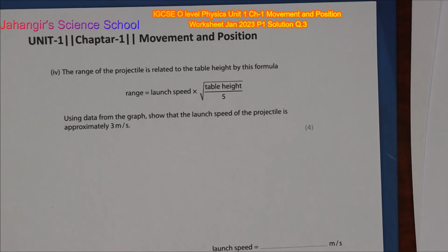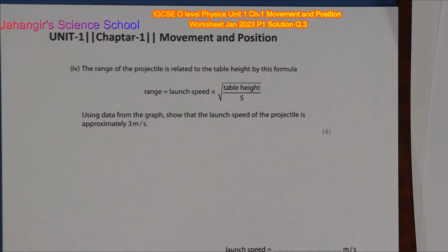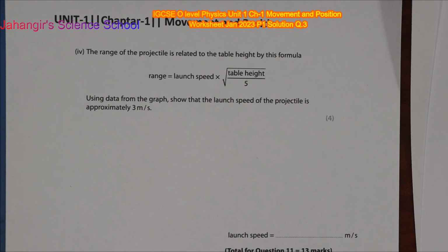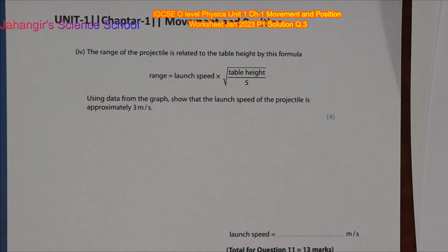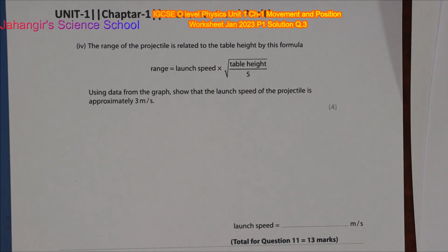Now the last question, question 4. The range of the projectile is related to the table height by this formula: range equals launch speed times the square root of table height divided by 5. So we have to justify this relation. Use the data from the graph to show that the launch speed of the projectile is approximately 3.